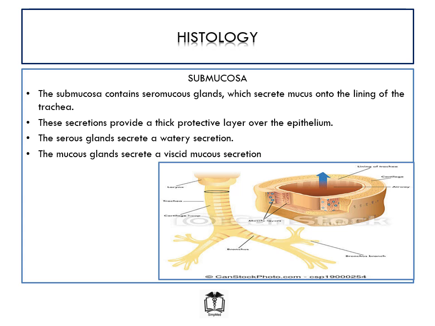In terms of the submucosa of the trachea, it contains a number of glands, usually what we call seromucous glands. These glands are involved in secreting mucus into the trachea. The mucus provides a thick protective layer over the epithelium, and the serous part of the seromucous gland produces watery secretion, whereas the mucous part tends to produce viscid mucus secretion.